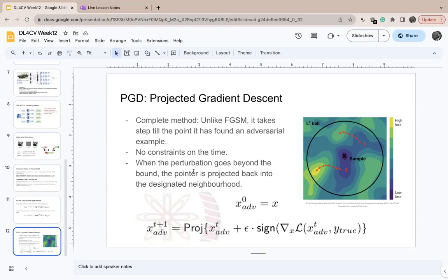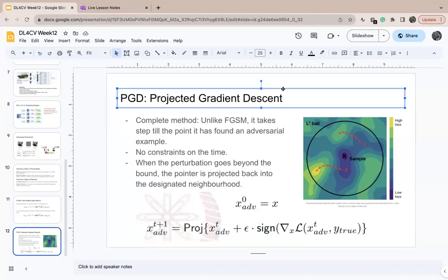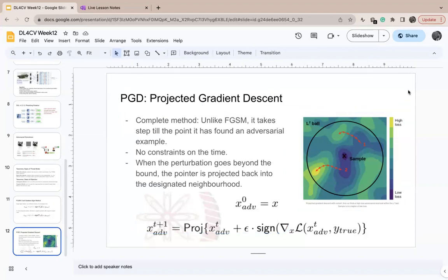When the perturbation goes beyond the bound, the point is projected back into the designated neighborhood. That is, x_0 adversarial equals x. And x_{t+1} adversarial equals the projection of x_t adversarial plus epsilon times the sign of the gradient of loss with respect to x adversarial and y true.